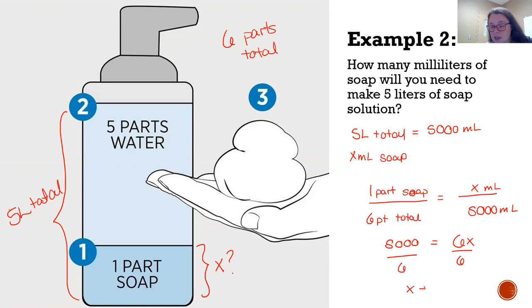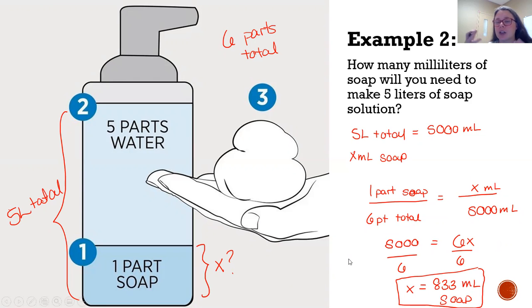And X is equal to 833. Now you'll notice there was mils beside this X, so we're going to have milliliters of soap. Weed killer for the lawn or different cleaning solutions, this is not an uncommon type of math to do. Fertilizer often gets mixed up this way. All right, so it's a nice, easy ratio to do.